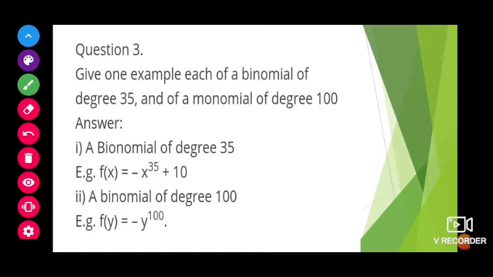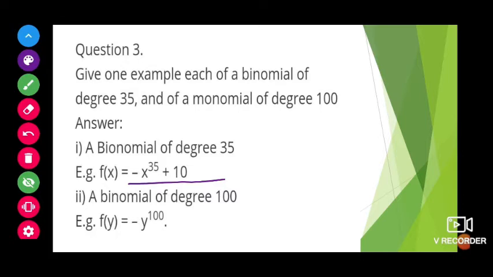Next one. Question number 3. Give one example of binomial of degree 35 and monomial of the degree 100. Here randomly whatever the example you want you give, children. But it should be a binomial, one should be a monomial. Monomial means single term. Binomial means two terms. So here I am giving my own expression randomly. No need to take this only. Even you can try your own examples.